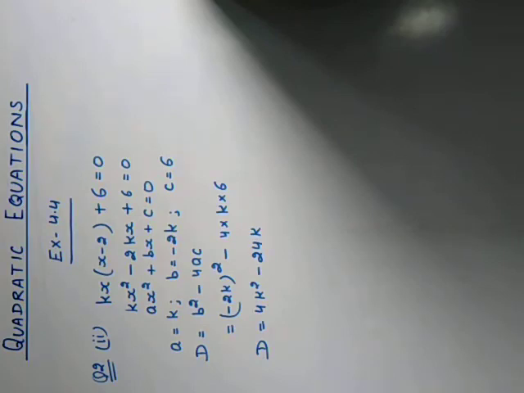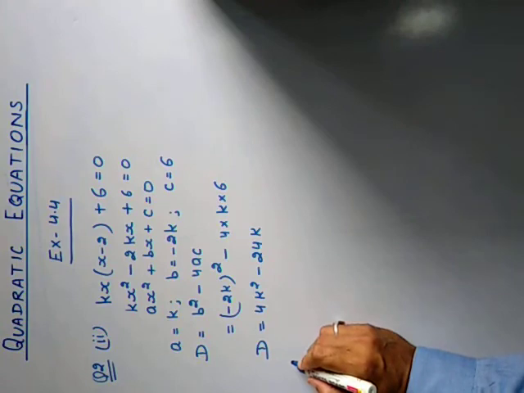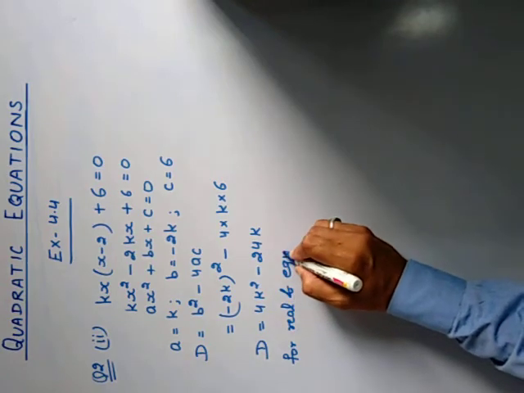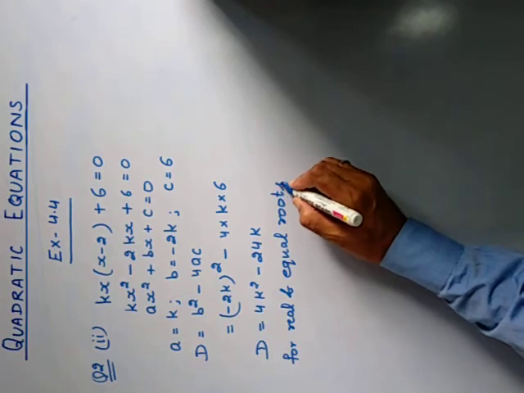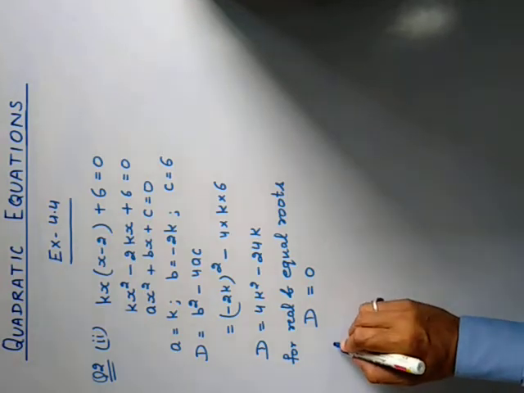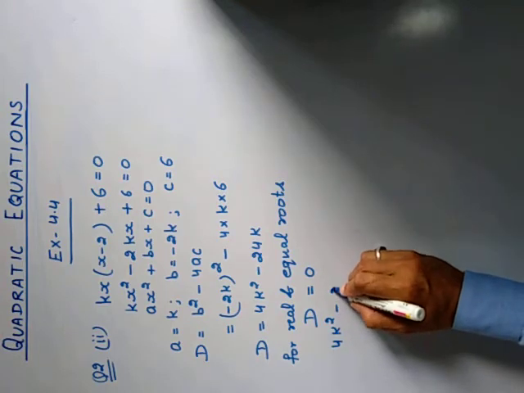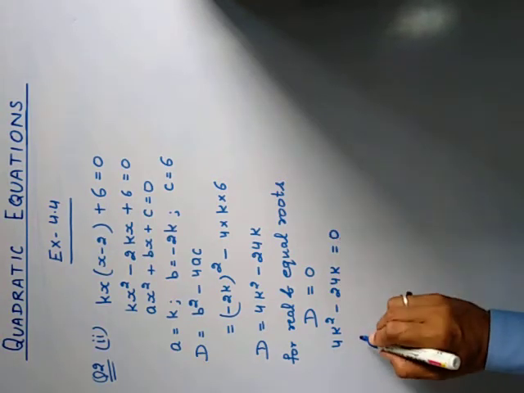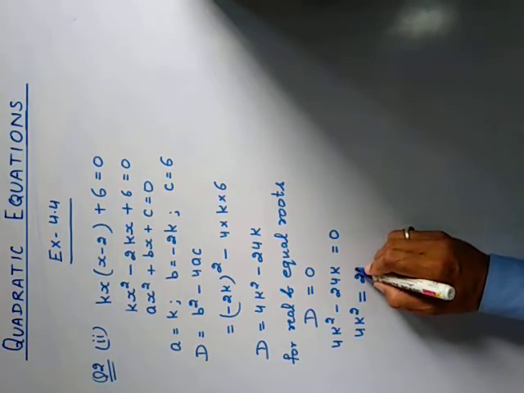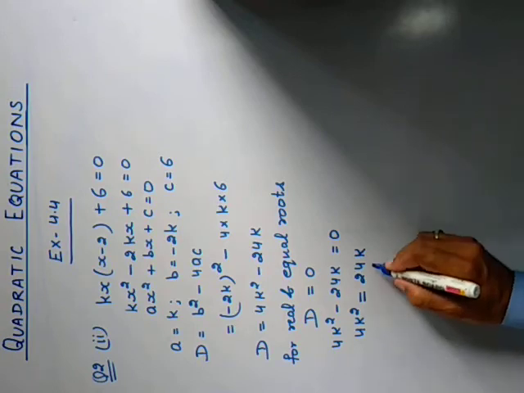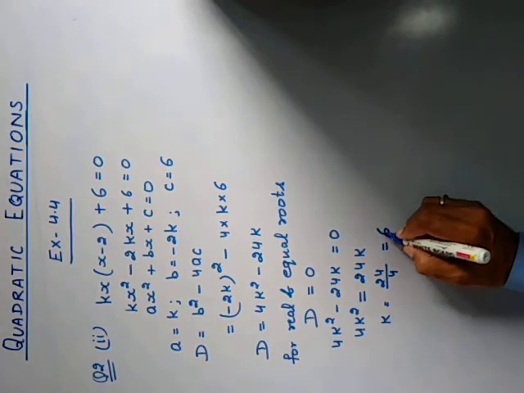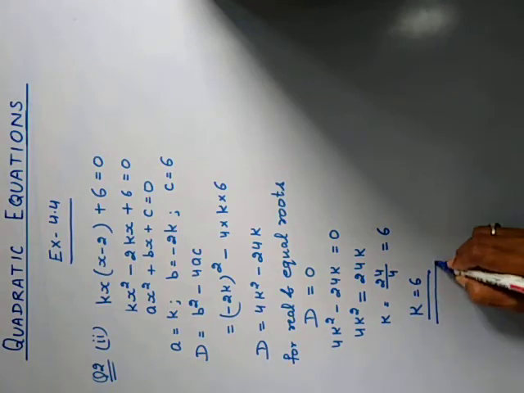But it is given in the question that two real and equal roots exist. So for real and equal roots, condition is d should be equals to 0. So value of d is 4k square minus 24k equals to 0. So 4k square minus 24k will shift right hand side. So it will be 24k, 1k cancel out. So k equals to 24 upon 4, which is equals to 6. So k equals to 6.